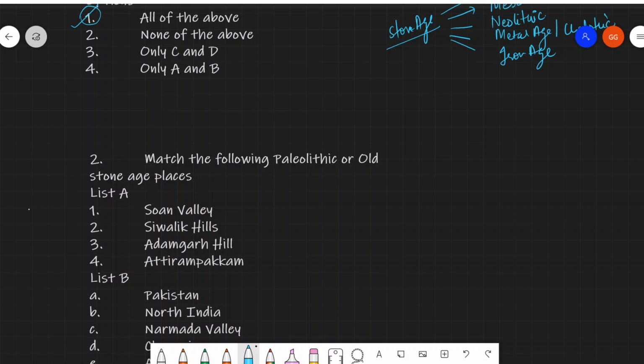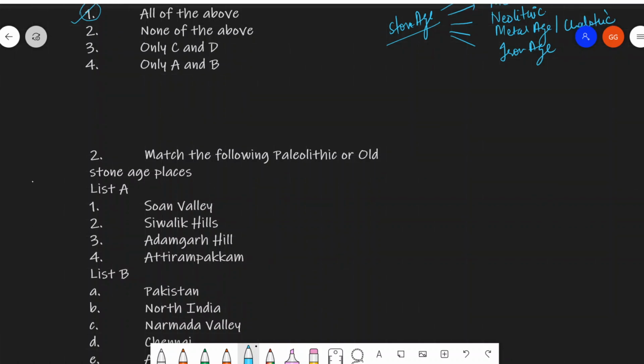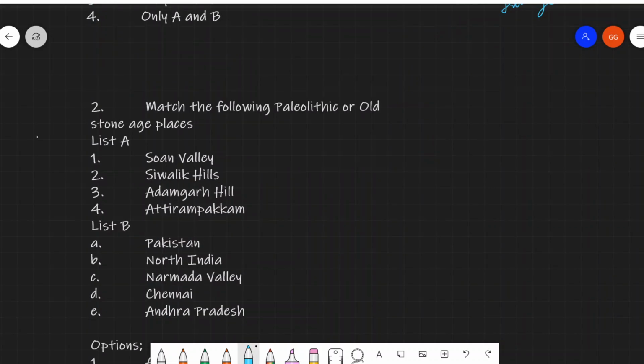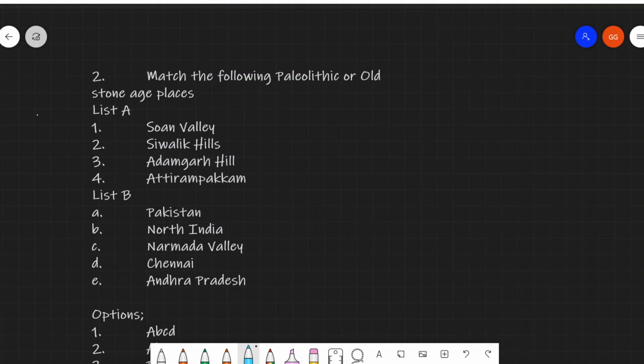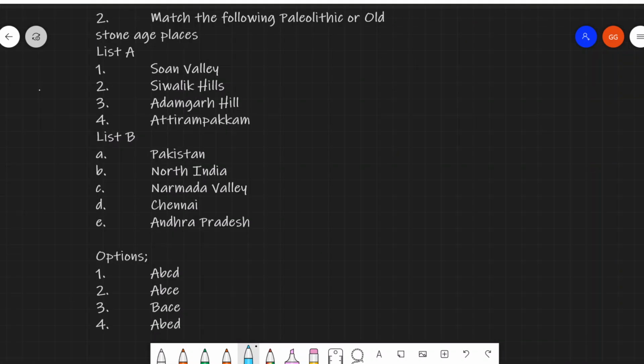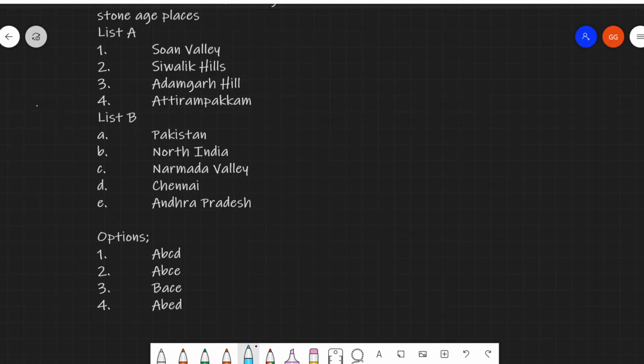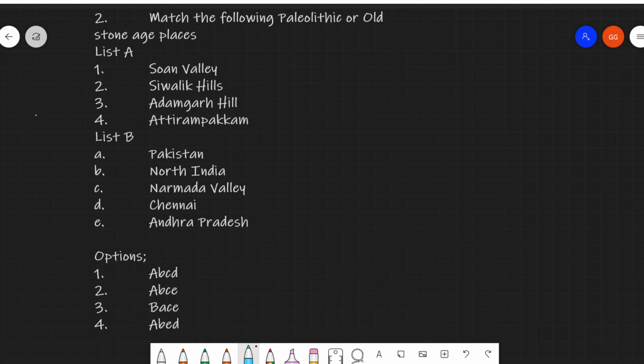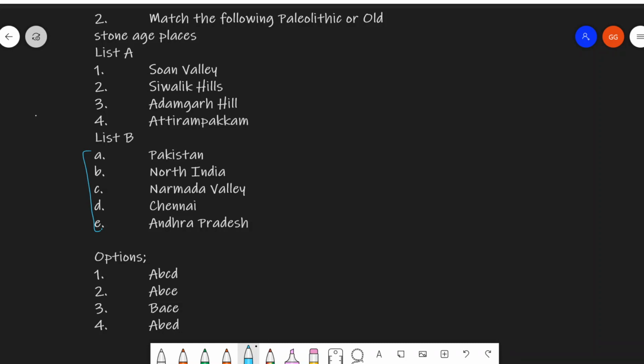The next question is, match the following Paleolithic or the Old Stone Age places. Now here we have two lists, list 1 and list 2. The following are our options. So we just simply have to match the places where they belong. The first is Son Valley, Shivalik Hills, Adamgarh Hills, Atirapakkam, and the places where they belong to are given here. So it's Pakistan, North India, Narmada Valley, Chennai, Andhra Pradesh. The correct answer to this question is option 1.